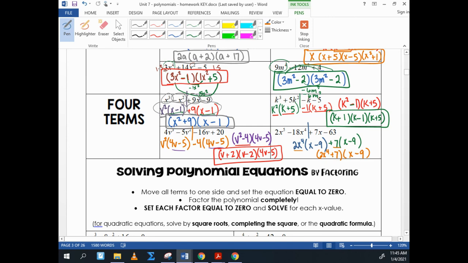Double check, is this a difference of squares? No. Or a sum of cubes or a difference of cubes? No. So this is actually as far as you can go on that one. And that's how you factor 4-term polynomials.